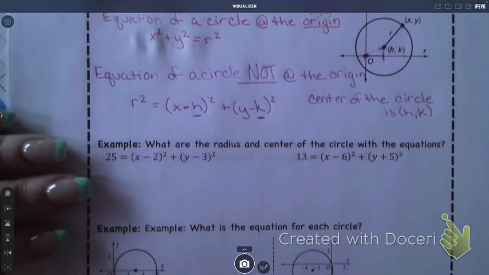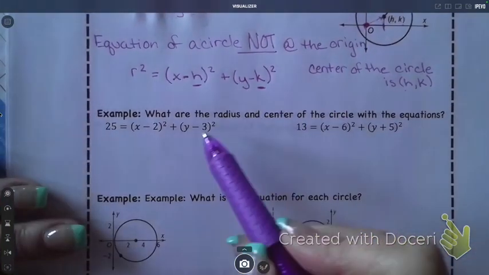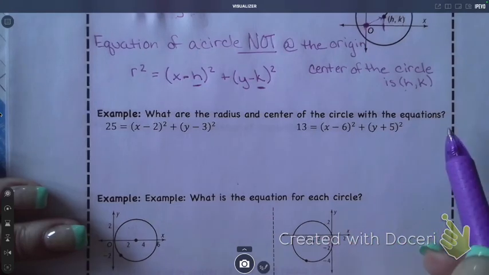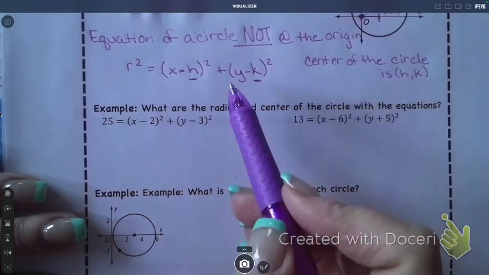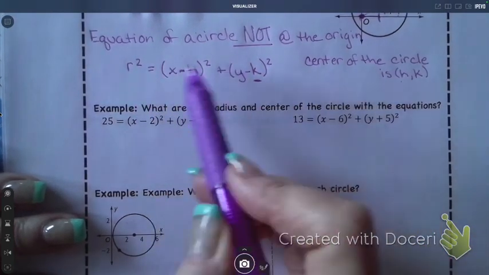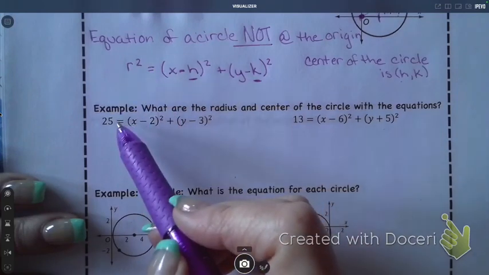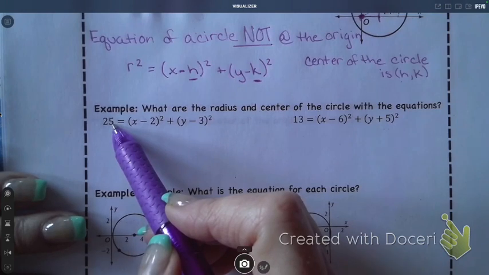I'm going to move this up. So it says, what is the radius and the center of the circle of this equation? So here's my equation, yes? Okay, so this says r squared. And I have 25. So how do I find the radius?